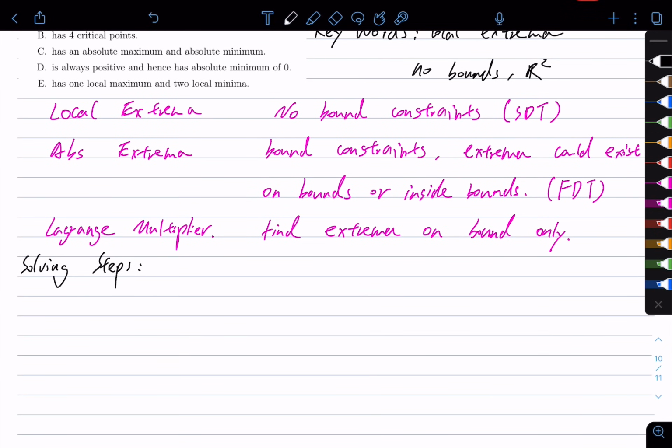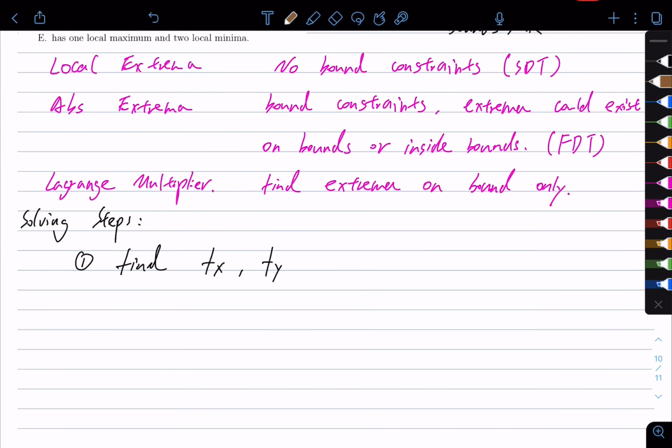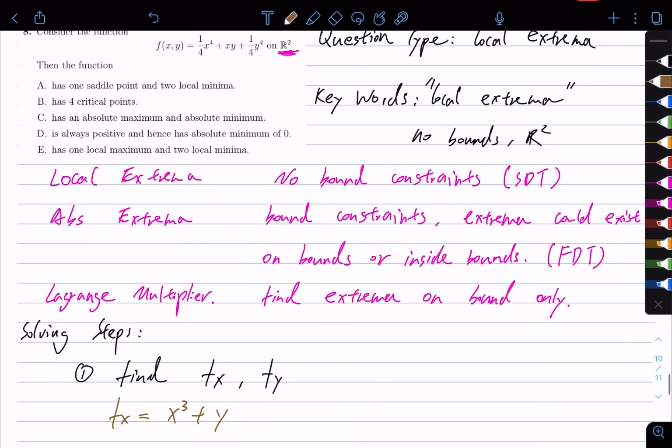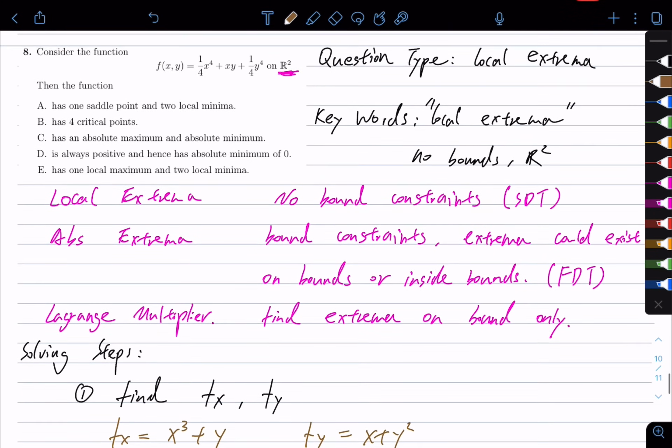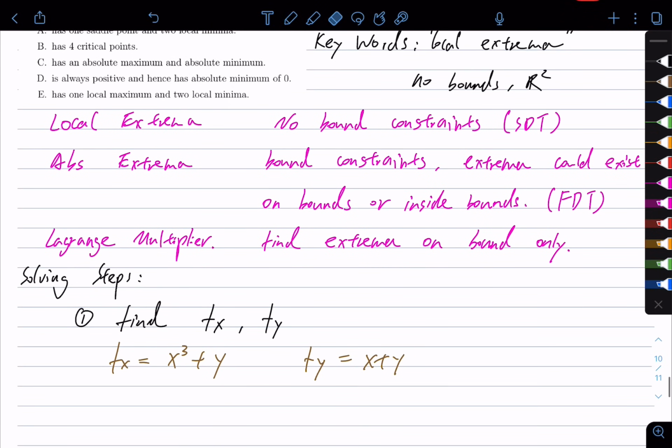Well, the first thing we're going to do is find the partial derivatives of f with respect to x and with respect to y, fx and fy. In this case, we have the function, we just take the partial derivative with respect to x, and fx equals x cubed plus y. fy equals x plus y squared. Oh, not y squared, it's y cubed.